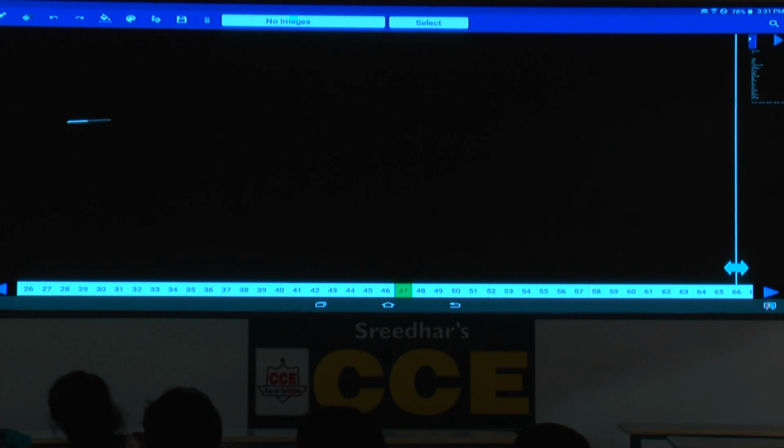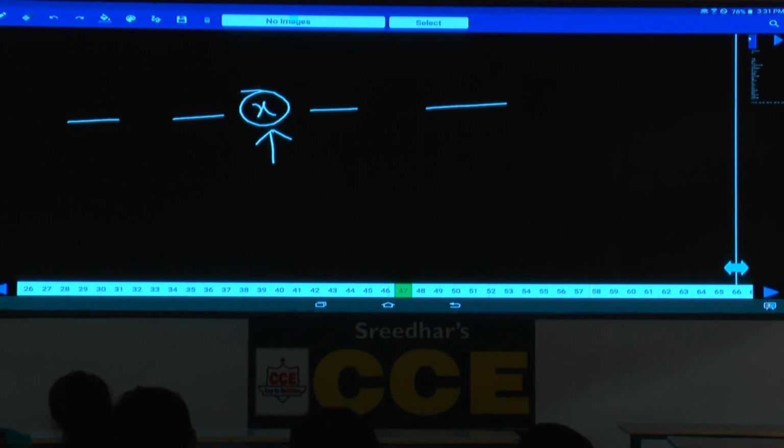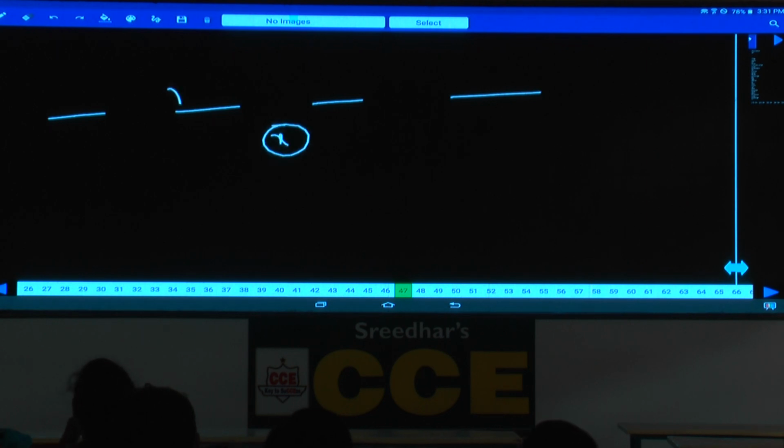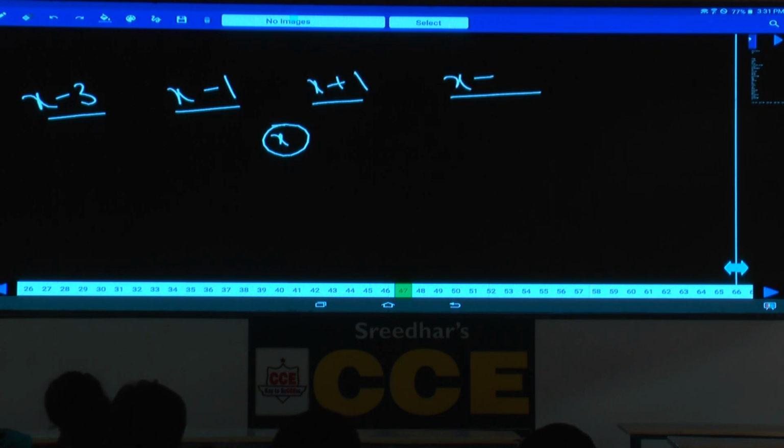Four consecutive odd numbers. This is average. Let it be x. Sum becomes average multiplied by number of numbers. How much is that? 4x. Yes or no? Now, if this is your number x, previous x minus 1 and x minus 3, next number x plus 1, and after that x plus 3.